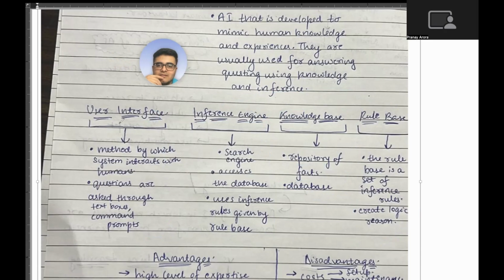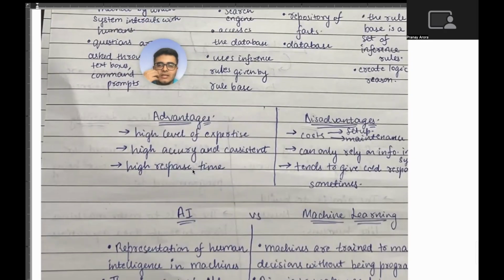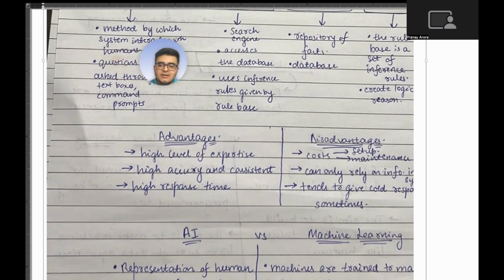What can be the advantages of an expert system? Advantages and disadvantages of an expert system. What can be the advantages and disadvantages? Advantages are they have a high level of expertise, high accuracy, and they're consistent, right? And a high response time. However, a disadvantage could be costs. Obviously, expert systems also have their own costs. They can only rely on info in their database.